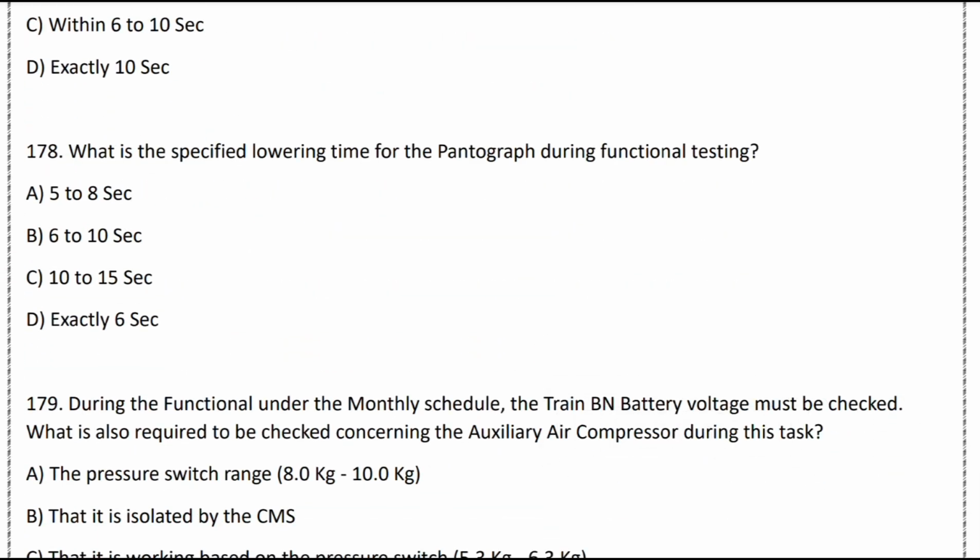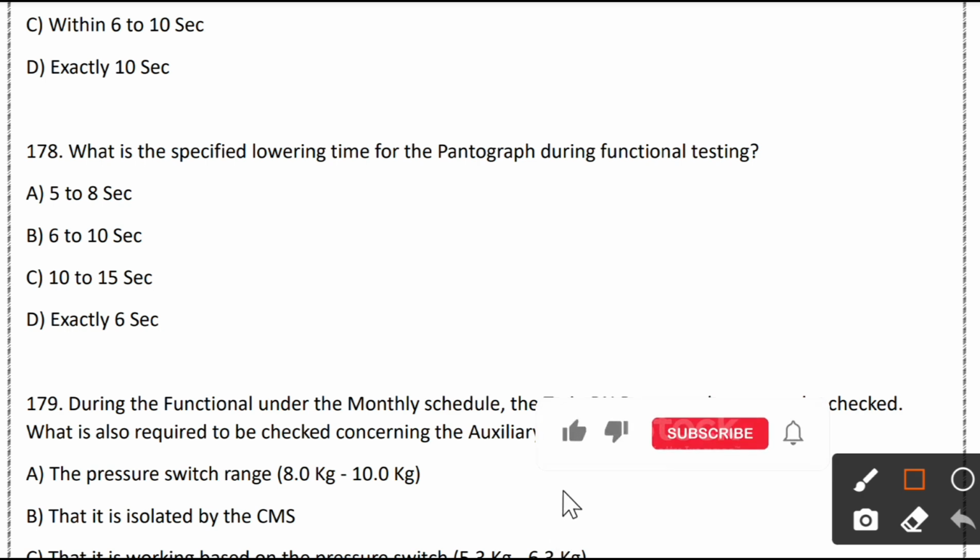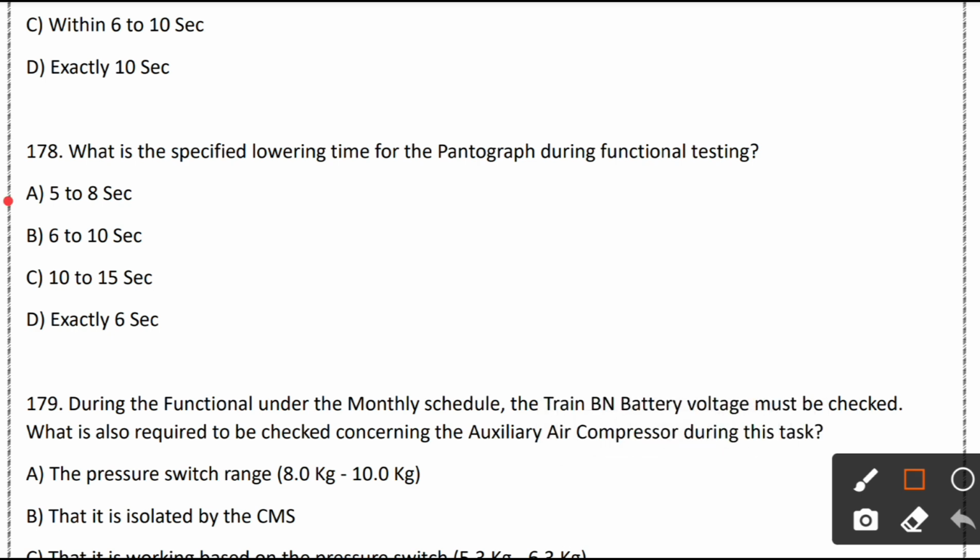178. What is the specified lowering time for the pantograph during functional testing? A. 5 to 8 seconds. B. 6 to 10 seconds. C. 10 to 15 seconds. D. Exactly 6 seconds. The correct answer is B. 6 to 10 seconds.